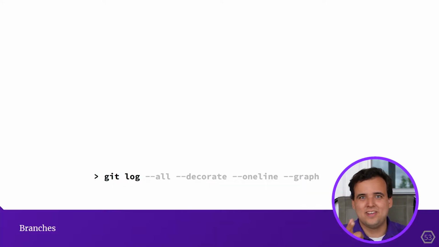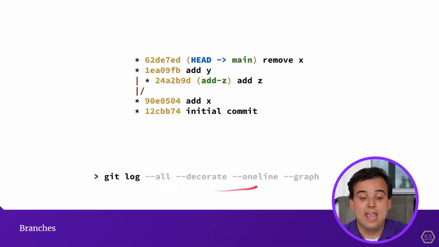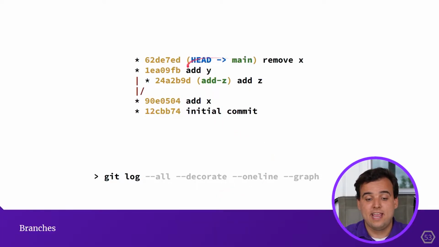And if you're ever lost, here's a great command to help you figure out where you are. Git log, and then some extra fun things here that make it print out real prettily. And this is going to give you something like this. And just to show you how to read this, it's saying our head is pointing to main and that we're on this commit, remove X. And also that there is another branch, add Z, over here with the commit add Z. Whenever you're confused about what branch you're on or what commits are leading up to that branch, this is a great command to help you figure it out.